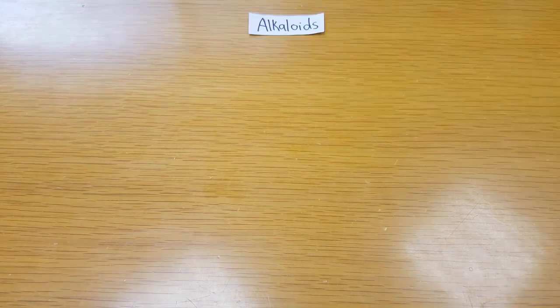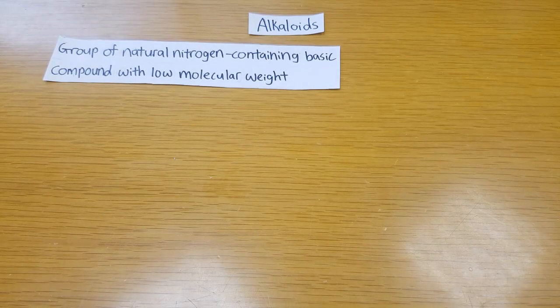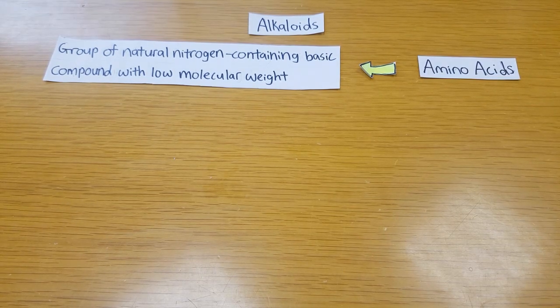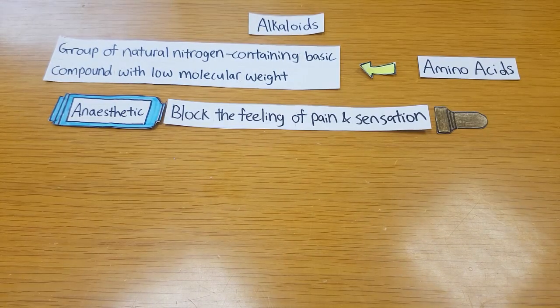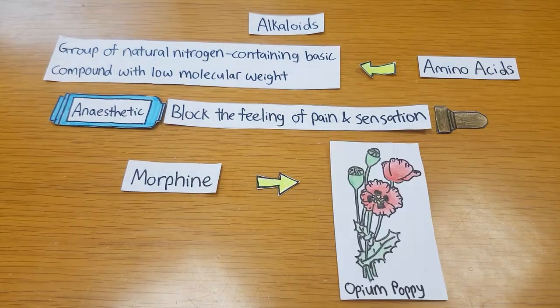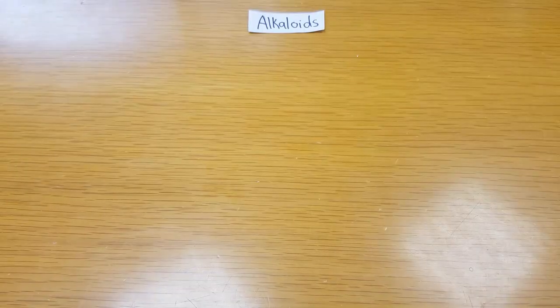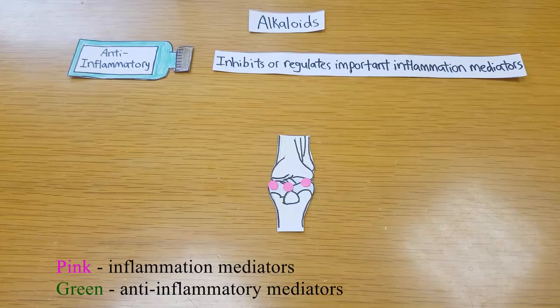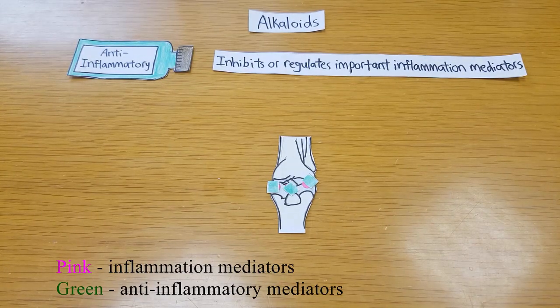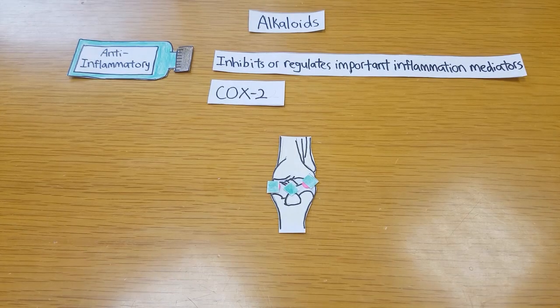In general, alkaloids are a group of natural nitrogen-containing basic compounds with low molecular weight, synthesized from amino acids. It is used as an anesthetic agent which blocks the feeling of pain and sensation. A known example would be morphine extracted from opium poppy. Moreover, alkaloids have an anti-inflammatory activity whereby they inhibit or regulate important inflammation mediators like cyclooxygenase 2 or COX2.